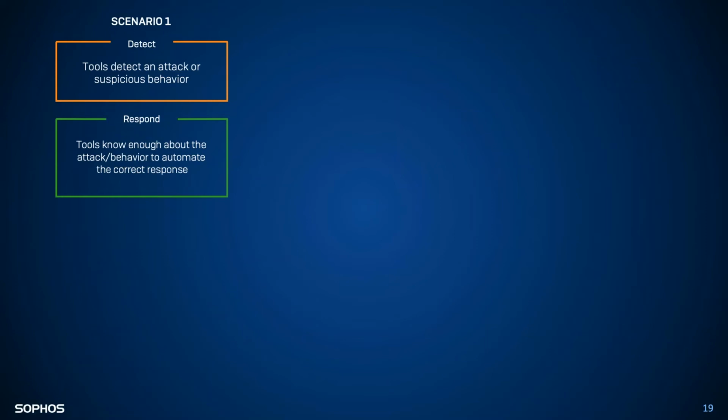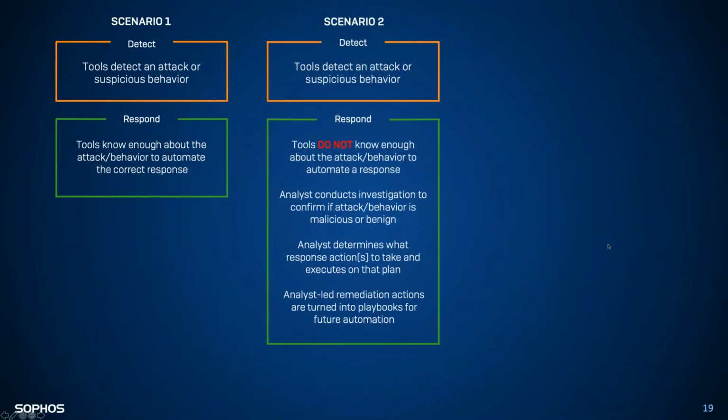So we're covered there. Scenario 2: now we've got a tool that detects an attacker or suspicious behavior, but that tool does not know enough about that behavior to automate a response. This could be a behavior like the legitimate use of PowerShell or PsExec. The tool can't convict on that, can't take a response, can't determine whether or not it's malicious or benign. So this is where you have to have a human being conduct an investigation to find out the intent of that activity. Once the analyst determines what response actions to take, they will then execute on that plan on behalf of the MSP and their partners or their customers.